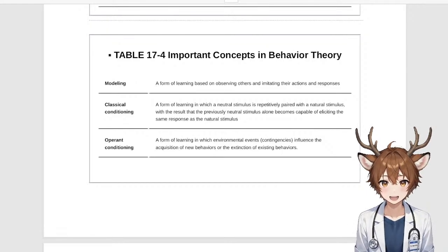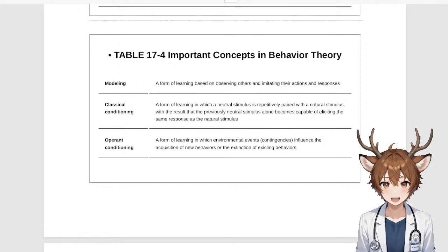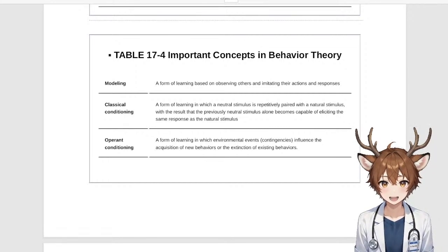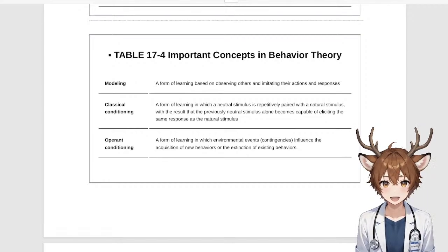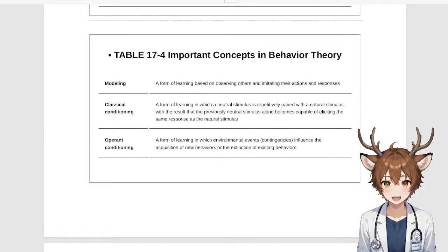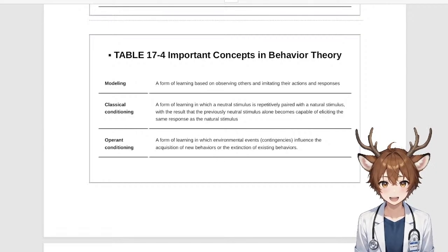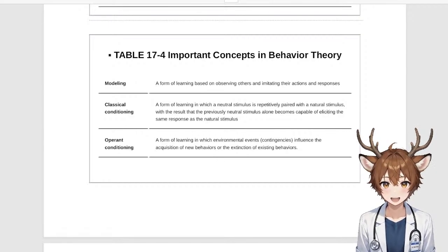So modeling, a form of learning based on observing others and imitating their actions and responses. Classical conditioning, a form of learning in which a neutral stimulus is repetitively paired with a natural stimulus, with the result that the previously neutral stimulus alone becomes capable of eliciting the same response as the natural stimulus.